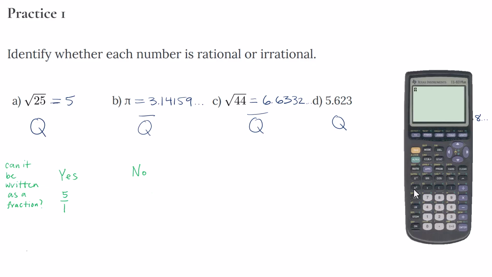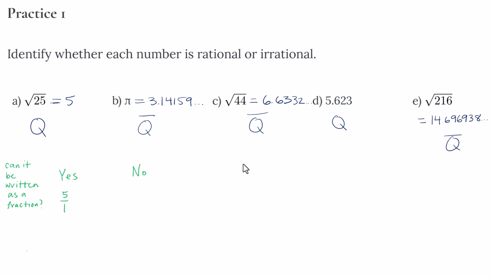If we look at the square root of 44, and I try to change it to a fraction in my calculator, you'll see that it stays as a decimal, which indicates that it cannot be written as a fraction. So no, another way to indicate that it's irrational.